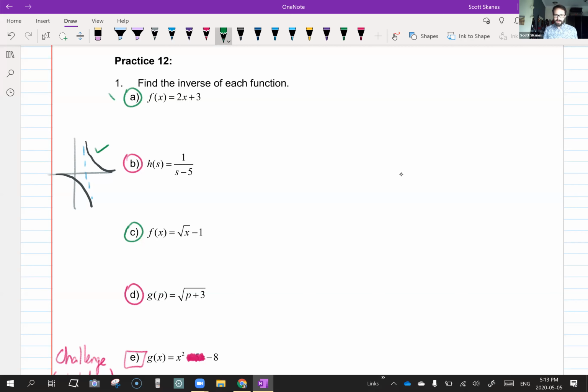In my other class, not one student got it right, at least not in the beginning. So show me if you can do this. I don't want you to get stuck on it. I want you to try it though. I want you to see if you can get it. It's a little bit of a tricky one. Take 2 minutes and do this. B.